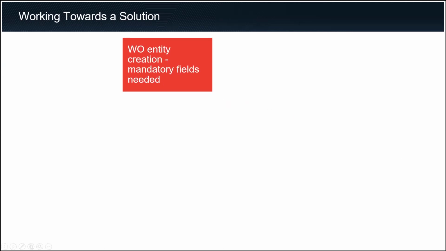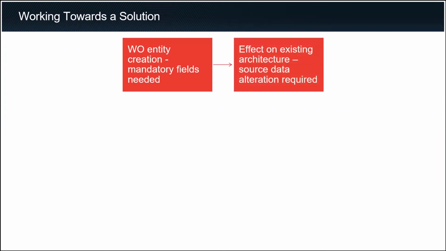First one is work order entity creation. For a work order, certain mandatory fields, things like the asset and the importance, need to be specified, because specific next steps follow from that. So it's important to make sure that you have mandatory fields available from the source system. That obviously means that we needed a source system alteration, because asset data and importance data need to be available in that system.